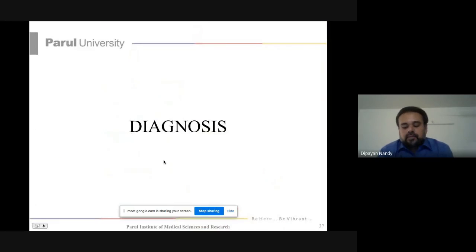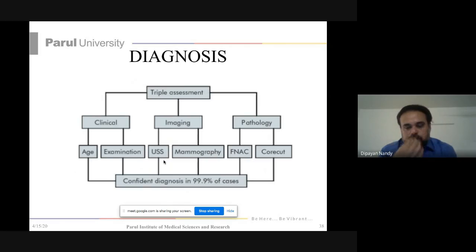So once we have examined the patient and we see a breast lump or a doubtful breast carcinoma patient, we proceed for the diagnosis or the investigations. So what are the investigations?